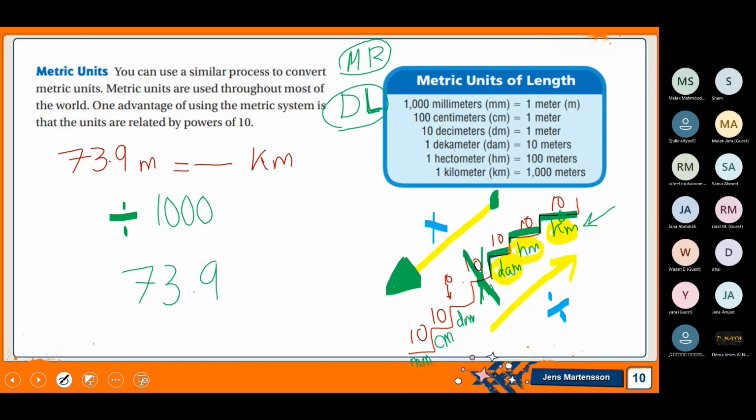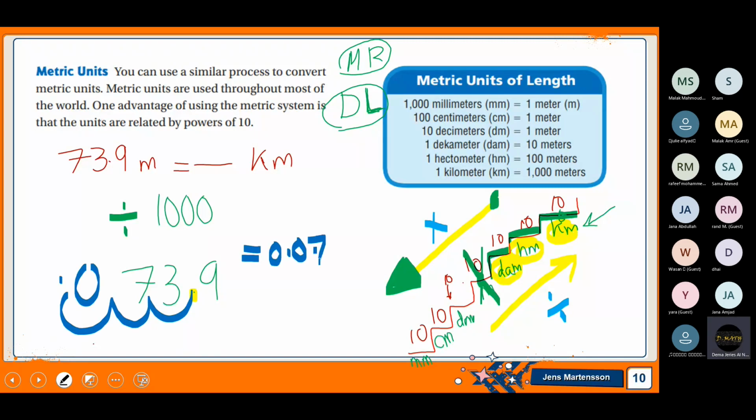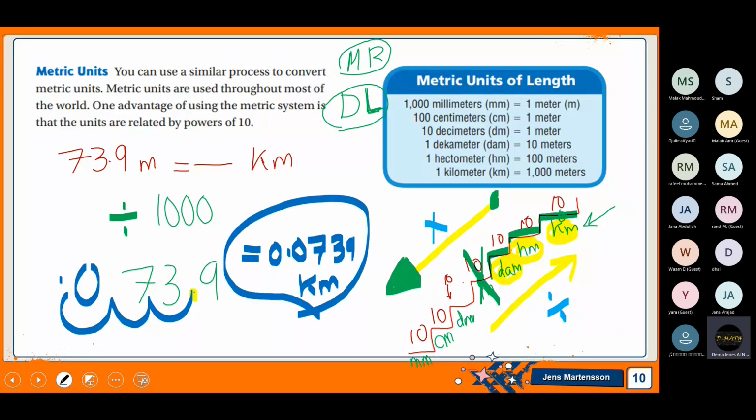So now, I'm here. 1, 2, 3. So it will be 0.0739 kilometer. Is it clear? Yeah.